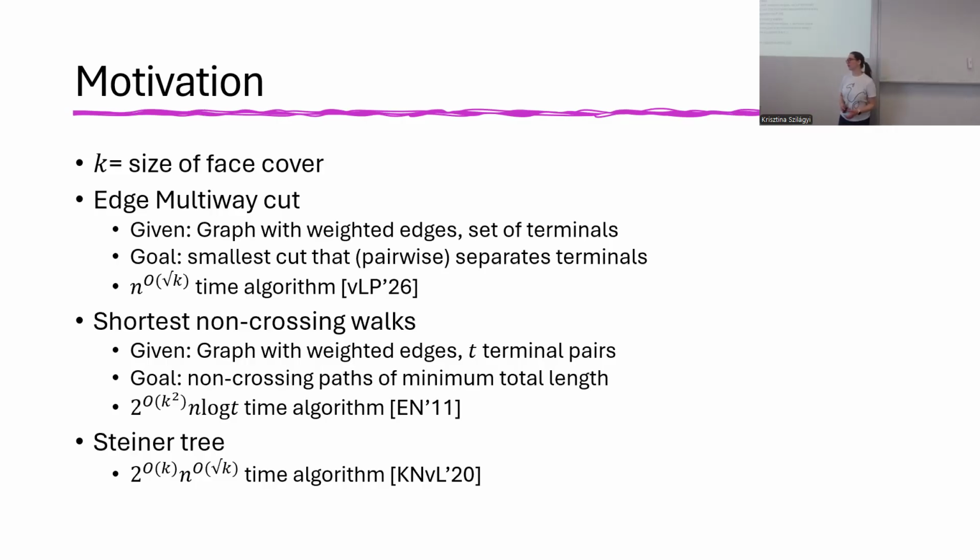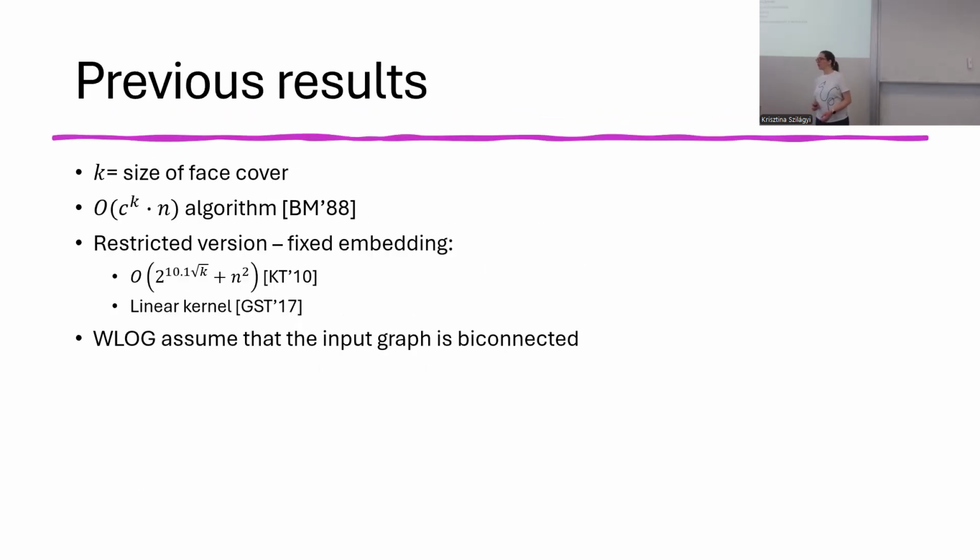So basically, our motivation is that this is used as a parameter, but we don't really know how to compute it. If you're just given a graph and some set of terminals, it's not immediately clear how to compute this.